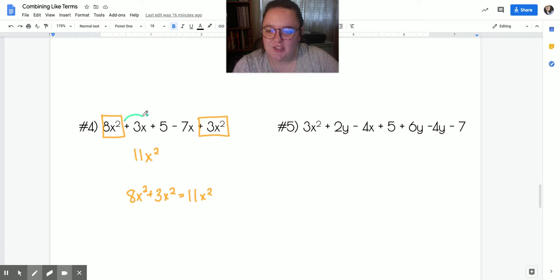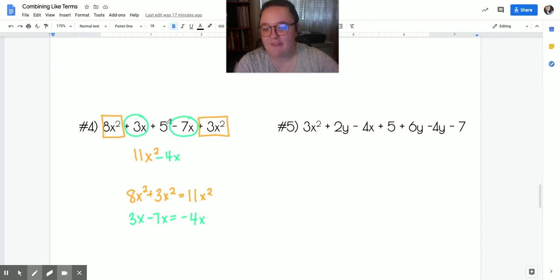Then I look at the next term, a 3x. Are there any more x's? There are right here. And look, I'm including that negative sign or this minus sign in that circle. So when I combine those, 3x, negative 7x, I am not adding them. That's a subtraction symbol. So 3x minus 7x. That puts me in negatives. Gives me negative 4x. That's okay. I write in my answer negative 4x.